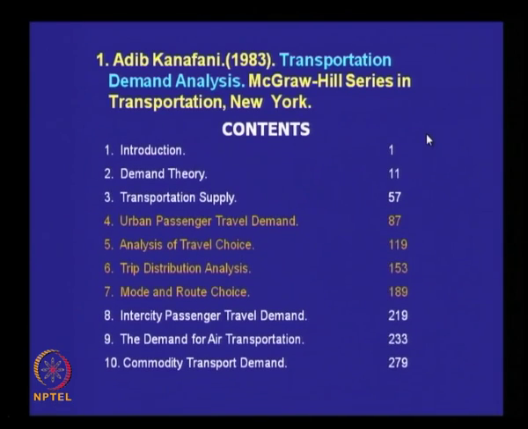This is the contents of this course. There are 10 chapters in this book, starting from introduction, demand theory, transportation supply, urban passenger travel demand, analysis of travel choice, trip distribution analysis, mode and route choice, intercity passenger travel demand, the demand for air transportation, commodity transport demand. I have just highlighted the relevant chapters for this course with orange color. Okay. Those chapters will be very relevant for this particular course in respect of this particular book.